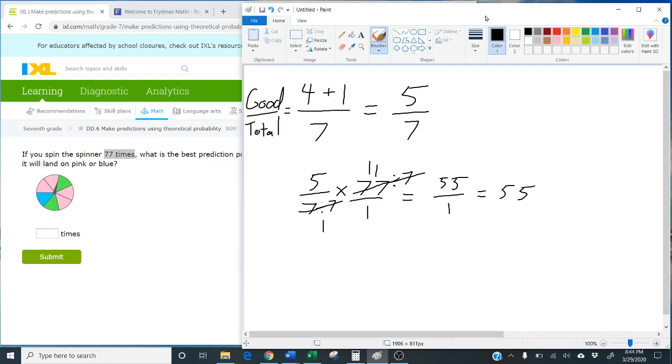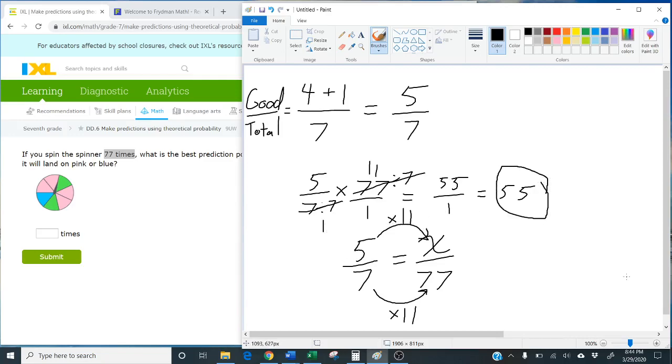All right. We could also set up a proportion like this. And to do this the easy way here, 7 times 11 is 77. So if I do the same thing in the numerator, 5 times 11 is again 55. So we can see that we get the same answer using the proportion strategy.